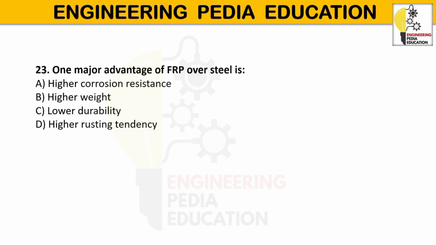So the question is, one major advantage of FRP over steel is: higher corrosion resistance, higher weight, lower durability, or high rusting tendency? The correct answer is high corrosion resistance.